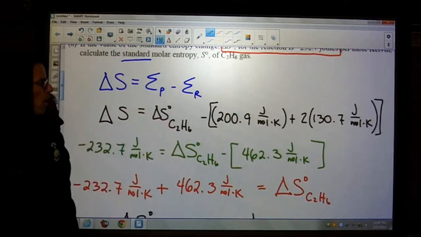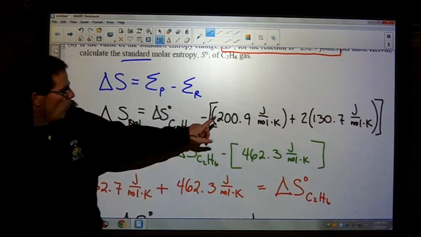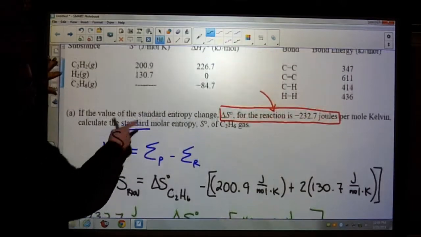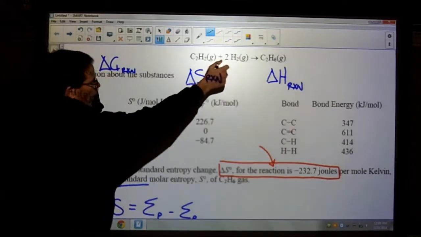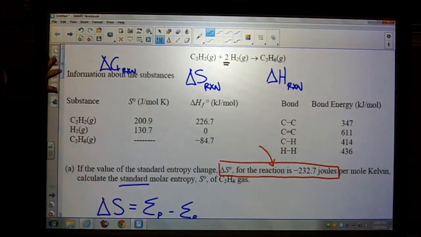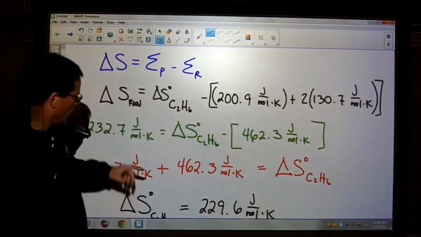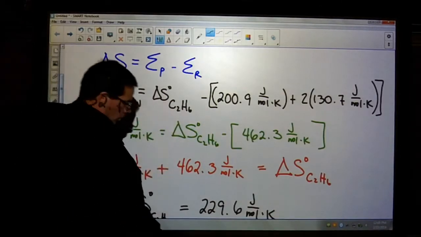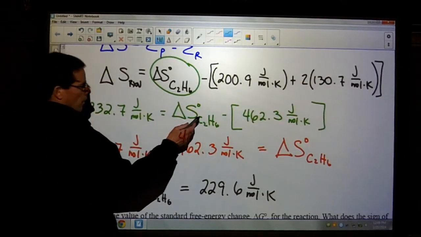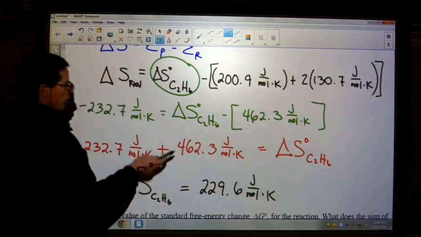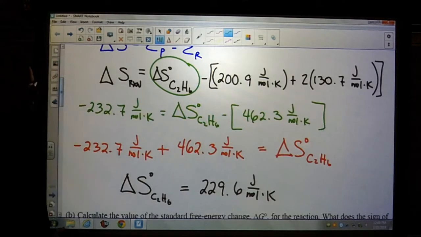We're actually looking for the product value here, and this again is for our reaction. We have our values that are given from the table, so we have one of the C2H2s, and then we have 2 of the hydrogens. So again, we have to be aware of the coefficient there, that's our multiplier. And then once we do all the math there, it looks like this. We want to isolate our C2H6 there, so let's go ahead and I'm actually going to add the 462 to both sides to get my value for that, and then I get 229.6.